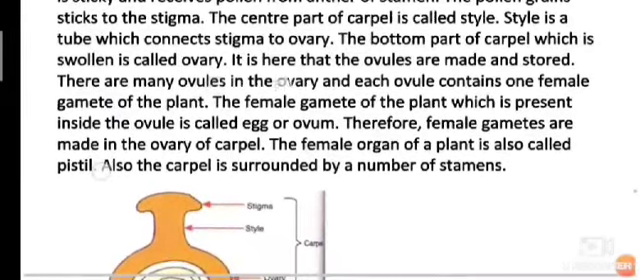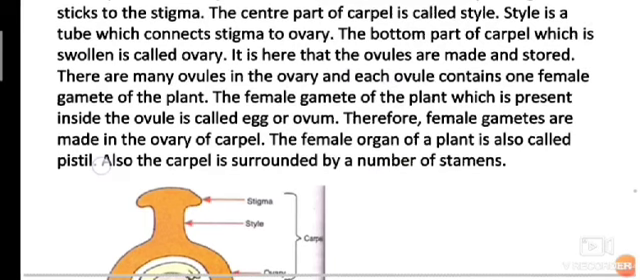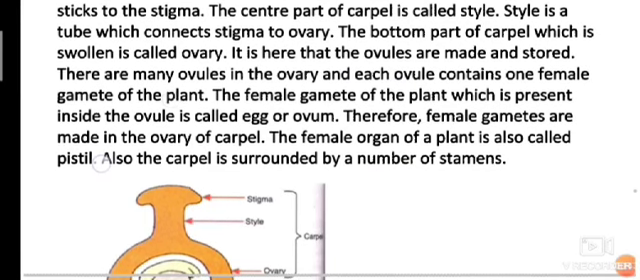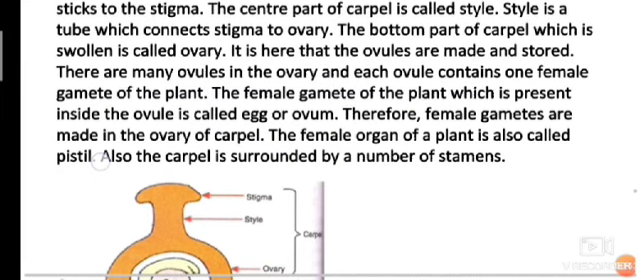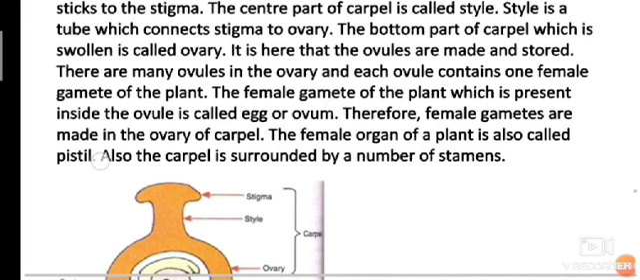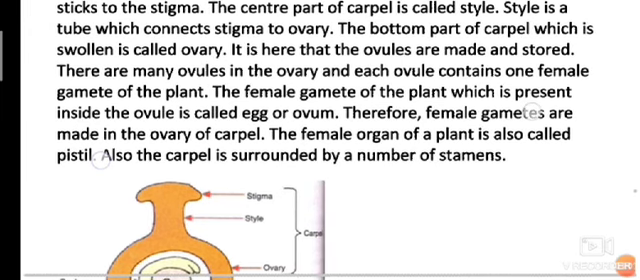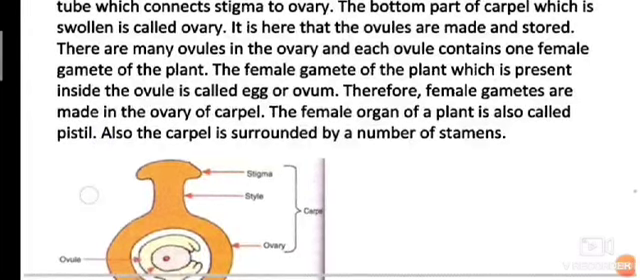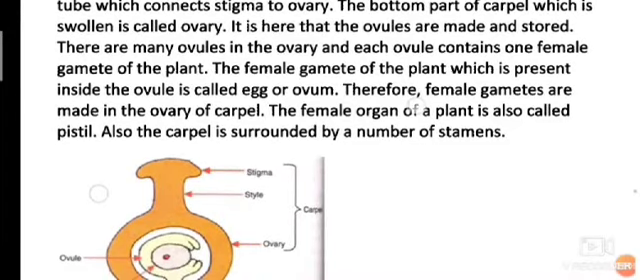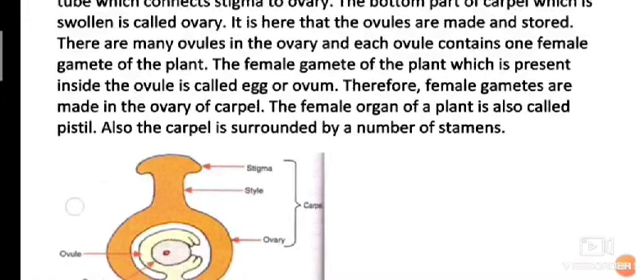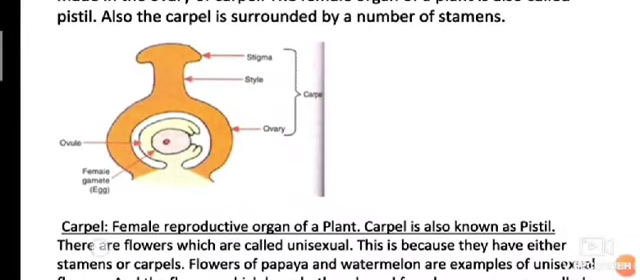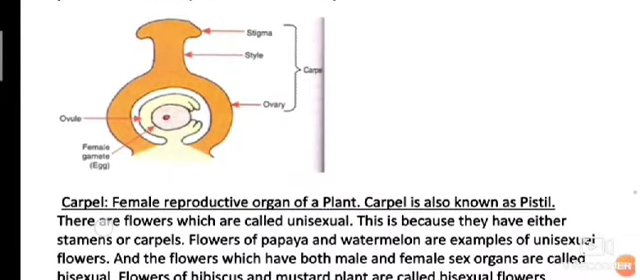There are many ovules in the ovary, and each ovule contains one female gamete of the plant. The female gamete of the plant, which is present inside the ovule, is called the egg or ovum. Therefore, female gametes are made in the ovary of the carpel. The female organ of a plant is also called the pistil. Also, the carpel is surrounded by a number of stamens. See the picture. The stigma, style, and ovary are called the carpel.